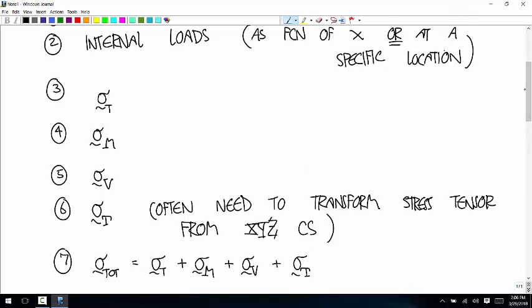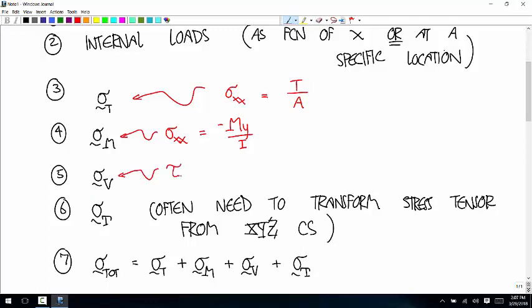And then, formulas. This one comes from sigma xx is equal to T over A. This one comes from sigma xx is equal to negative My over I. The shear force one, tau xy, is equal to negative VQ over Ib.